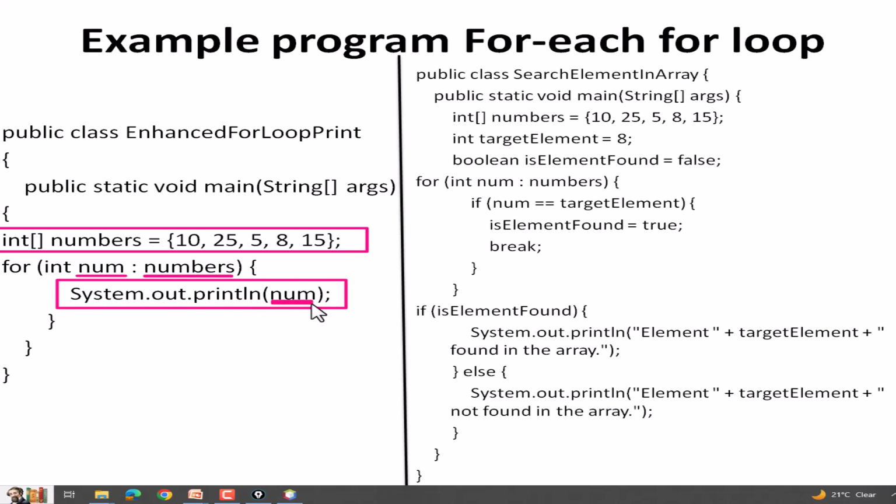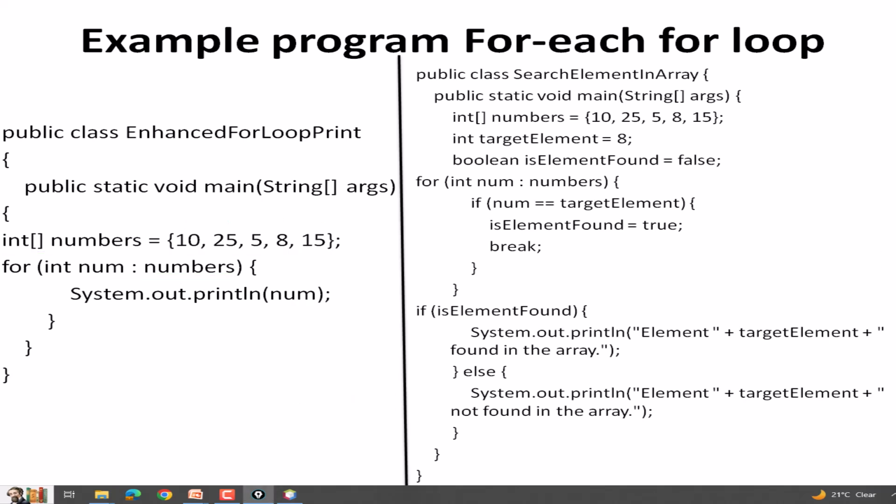So NUM is going to keep track of the numbers array. It is going to print based upon the indexing. An array is going to store based upon index. For example, 10 is going to be stored in index 0 and 25 is going to be stored in index 1, whereas 5 is going to be stored in index 2, 8 is going to be stored in index 3, and 15 is going to be stored in index 4. So in this manner you are going to store the array elements.